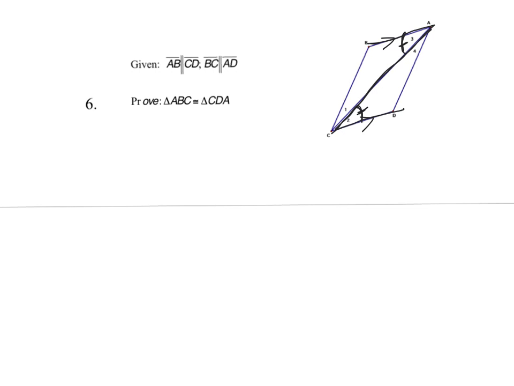The other thing we know is that BC is parallel to AD, and here's a transversal again. So if we go parallel line, transversal, parallel line, look at what we're outlining. Angle 1 then is going to be congruent to angle 4.